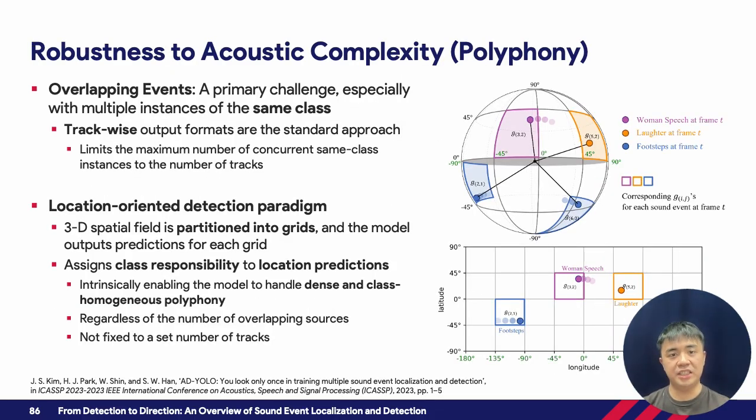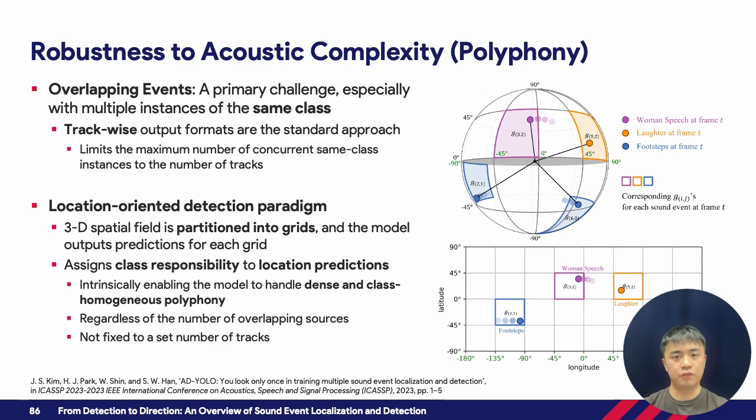Now, a primary challenge in any real scene is handling a high degree of polyphony, especially when multiple instances of the same class occur simultaneously. As we discussed, our standard trackwise output formats have a fundamental limitation. They have a fixed capacity. If you design your model with 3 tracks, it can never detect 4 overlapping sound sources, even if it hears them. So an emerging solution to this is a paradigm shift towards location-oriented detection.